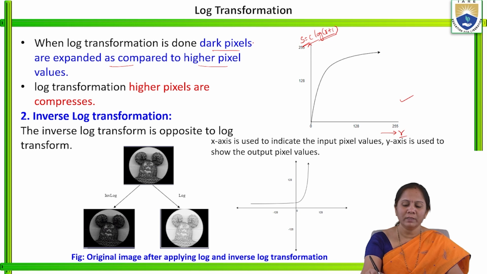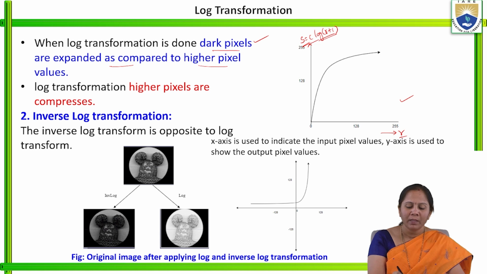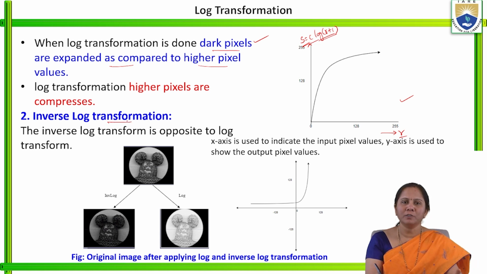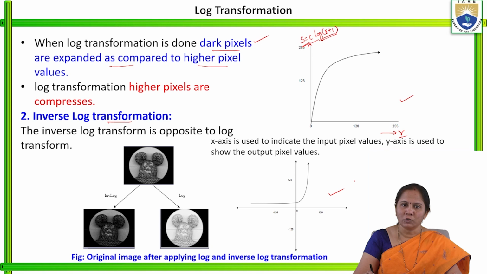So here only the values whichever are dark will be expanded, whereas the higher pixel values will be compressed. We can see this in the figure. And coming to inverse log transformation, it is exactly opposite to log transformation. So this is the graphical representation of inverse log transformation.